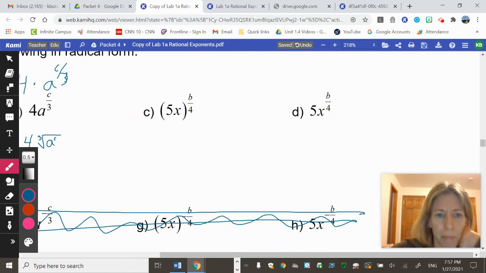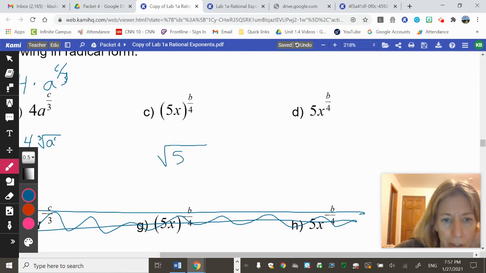All right, and basically C and D are the same thing. So if 5x is in parentheses, that whole 5x needs to be underneath the radical. The power is B, okay? So to indicate the power goes with the whole thing, I either need to put this whole radical in parentheses, or I need to put the 5x itself in parentheses. Okay, so say the power is B and the root is 4. That's one way to do it.